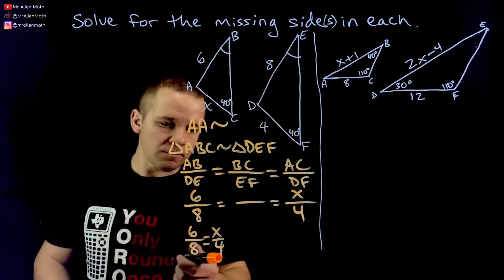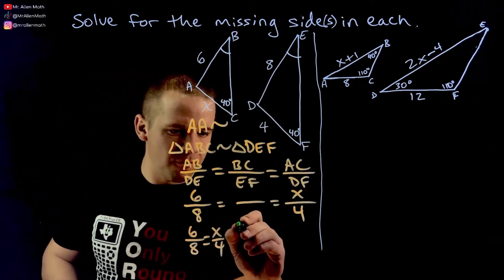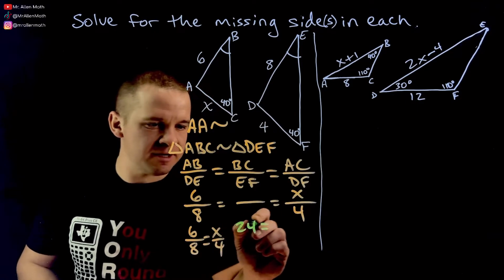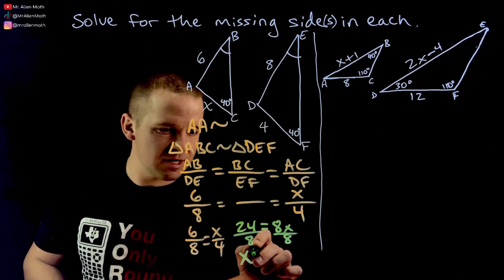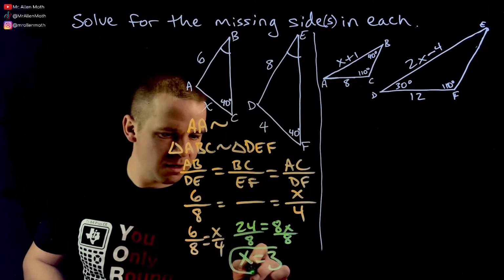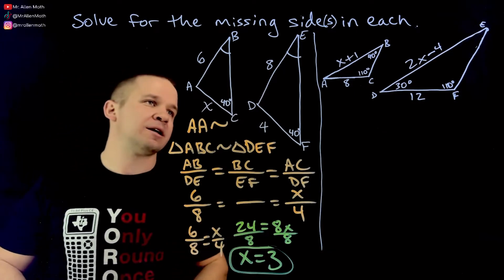Okay. 6 times 8 is, I'll do a different marker here. It's going to get lost. 24 equals 8 times X, which is 8X. Divide by 8. We get X equals 3. Excellent. Cool. First one, done. All right, next one. Over here.